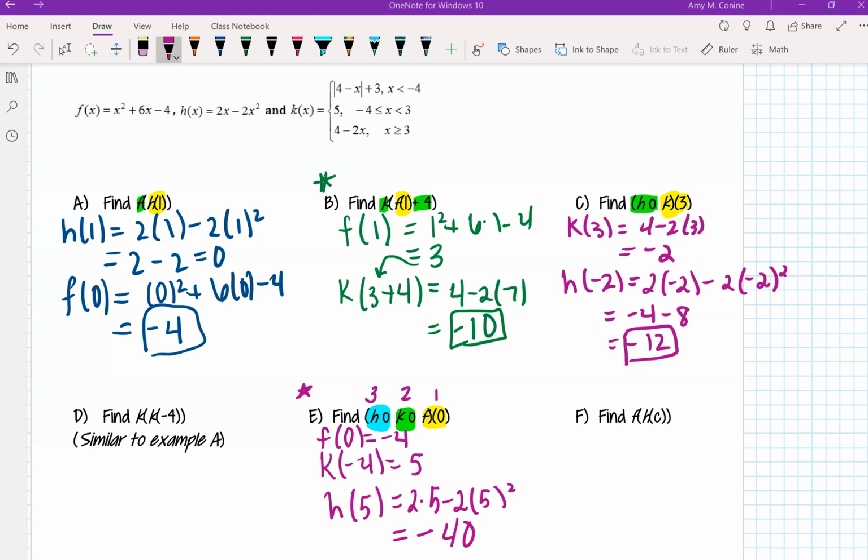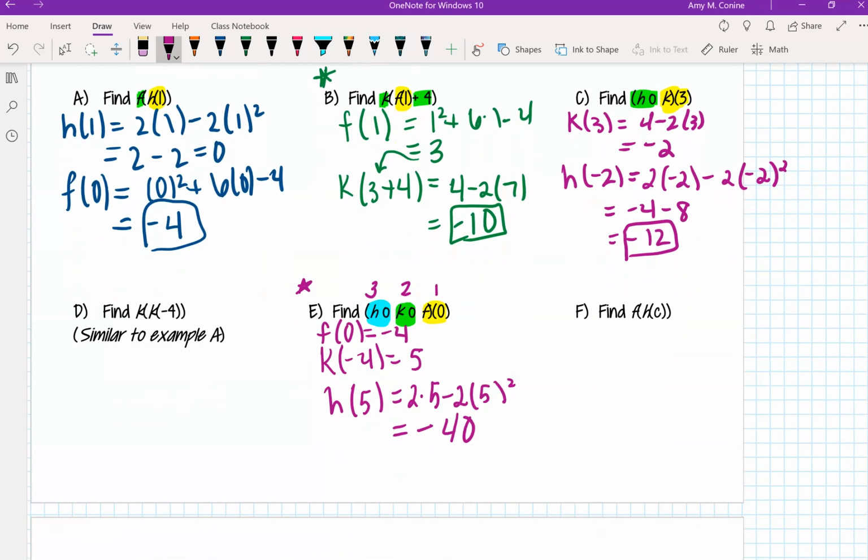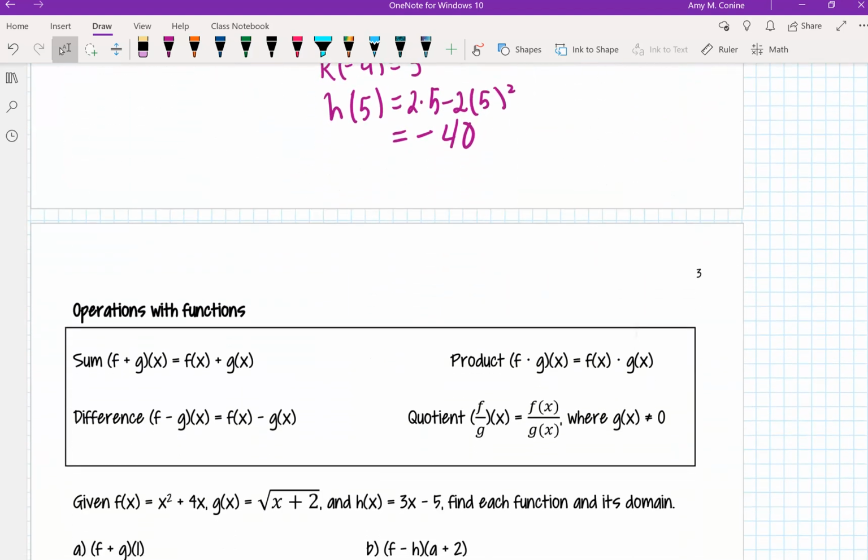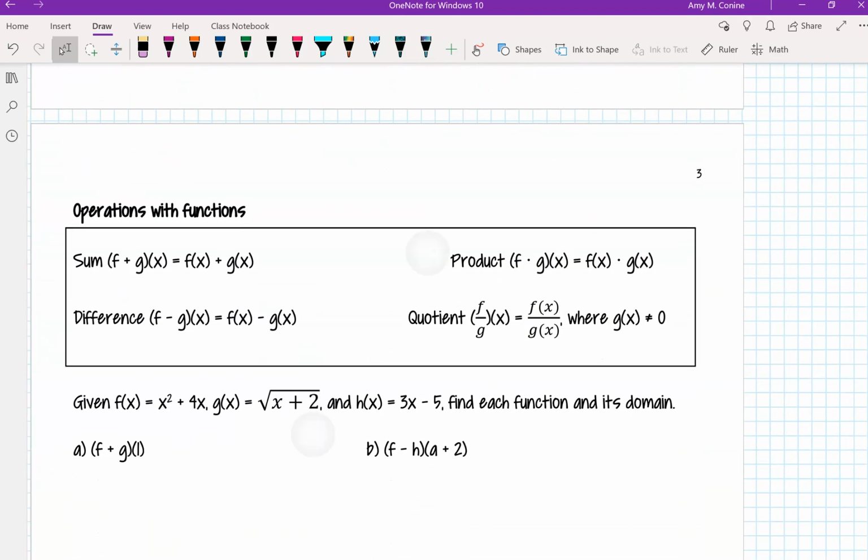Okay, so when you plug in 0 for f of x, you get negative 4, and then that output becomes the input for k. And for that one, you're using the middle line of your piecewise. So when you plug in negative 4 for the x value in function k, you get 5. And then you're going to take that 5 and plug it into h, and you should get negative 40. Okay, so that's composition of functions. So now I want to jump to operations with functions.